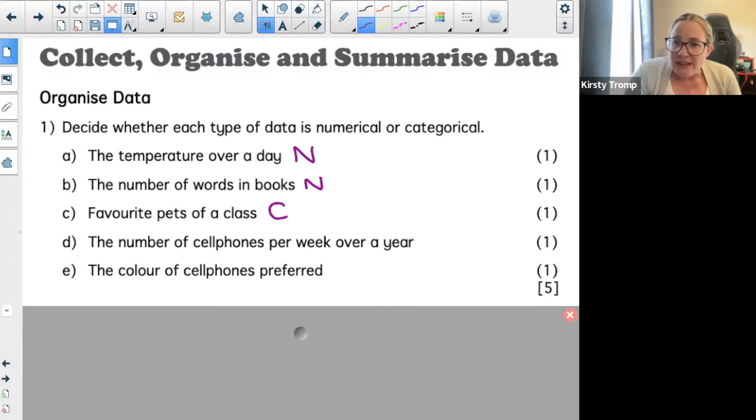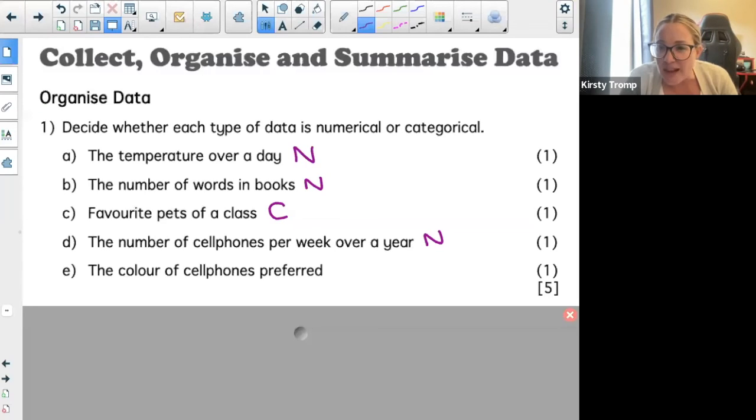All right. Let's have a look at our next one. The number of cell phones per week over a year. Shady, what's the quick answer for that one? Ma'am, I said categorical. Okay, let's talk about that. If it's asking me for the number of, then what are we going to do? Good, we're going to count it, hey? So we're going to have numerical. Well done, Shady. Thank you so much. I'm seeing people whose hands I've never seen here before, so well done, guys.